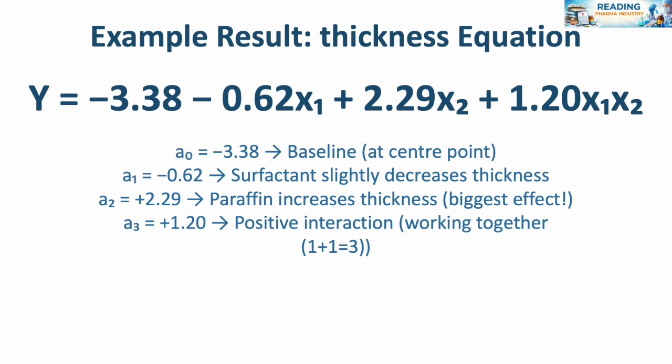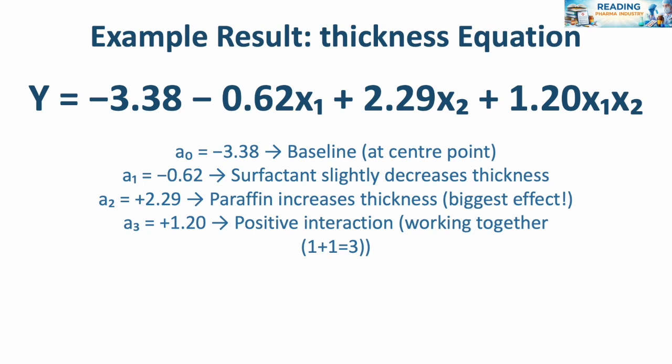And then if we look through this equation, if you recall, we mentioned the different factors, so all these coefficients. Okay, so a0 of minus 3.38 is the baseline at the center point. a1 of minus 0.62 tells you that the surfactant slightly decreases viscosity. Just note the minus sign. So it did affect it negatively, so it reduced the viscosity slightly, not much.